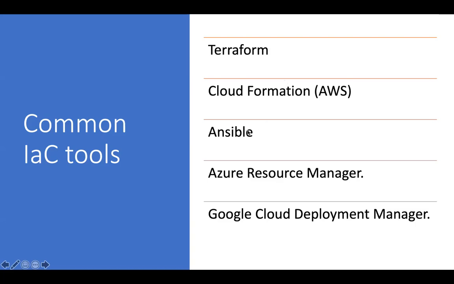People use Ansible, but they don't use it to launch resources in most cases. It's better for configuration management. We're still going to do some Ansible and see how it works, but it's kind of different from Terraform. But you can also use it to spin up services like infrastructure as code. Then Azure has Resource Manager, and Google Cloud has Deployment Manager too. All of these are specific to their cloud. But Terraform, you can use anywhere, even on premises.